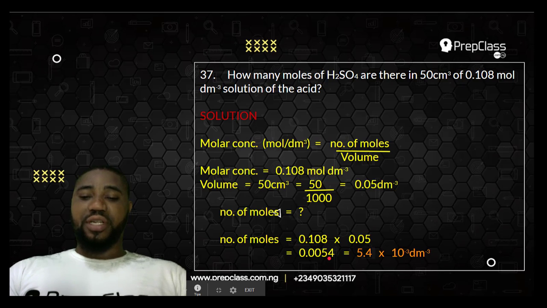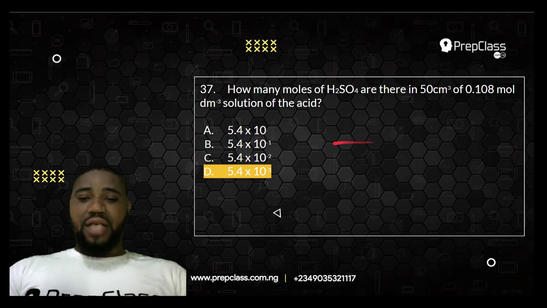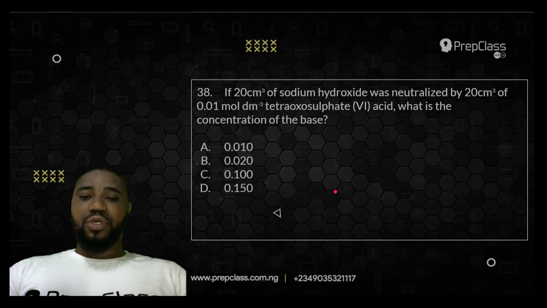When you move the decimal point 3 times to the right, it's going to come in front of what? 5. That becomes 5.4. Because you are moving it to the right, it will be what? Raised to power minus 3. So that's 5.4 times 10 raised to power minus 3 dm cube. I believe you understand this calculation is very simple. So the correct answer is option D, 5.4 times 10 raised to power minus 3 dm cube.